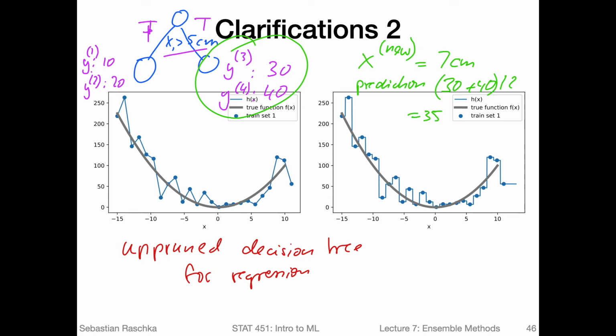Now, if we have a data point that is even larger than 7 centimeters, let's say it's 50 centimeters, it would still go to the right hand side here, right? So in this case, it's also the same prediction. The prediction would still be 35, because the prediction depends on the labels or targets at this node. And let's say we have a pure node with only one training example. Same concept applies. The prediction would always be 30 in this case.